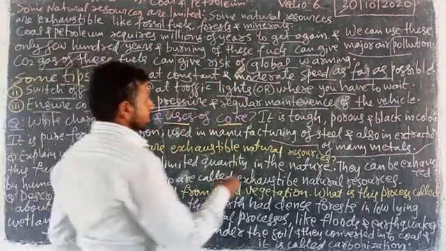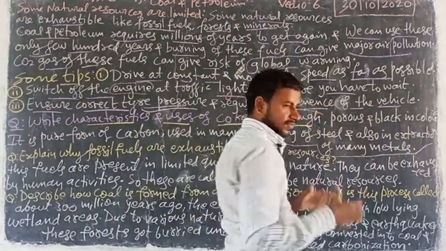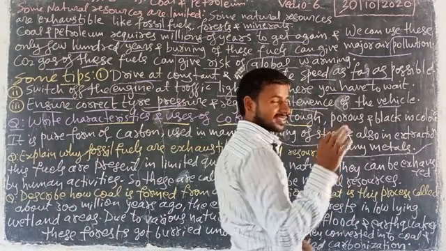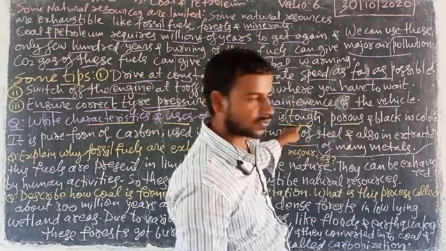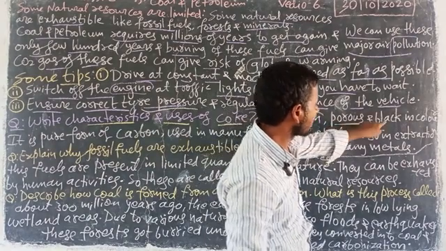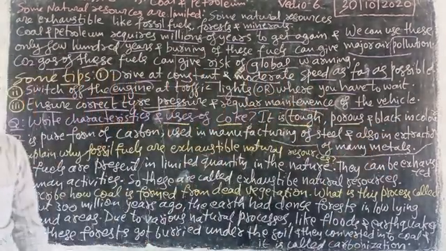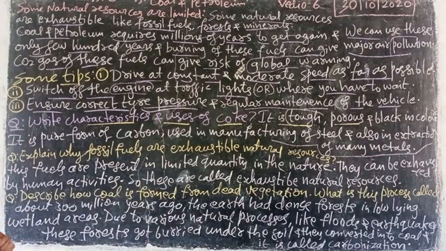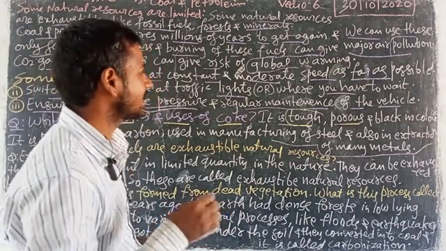Look there. It is tough, first point. It is tough, solid. And porous. Coke is tough and porous and black in color. Three characteristics I told: coke is tough, porous and black in color.